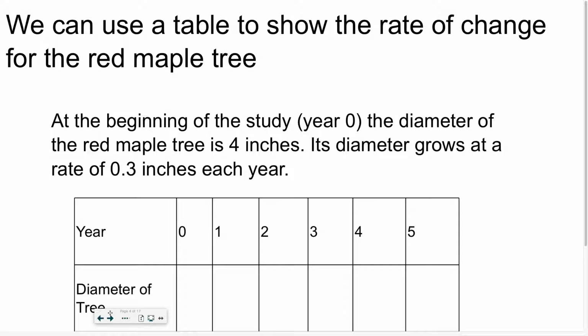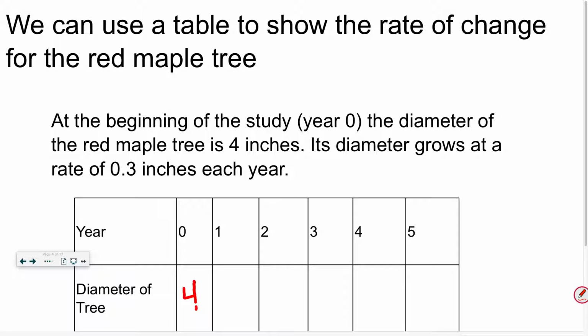Okay, so we can use a table to fill in some information. For the red maple, how do I fill in the diameter here? We have 0 years, 1 year, 2 years, 3 years, 4 years, 5 years. How do I fill this in with the values? What do we know? What can we add in? Erica. For 0 years, it's 0 inches. Is the diameter 0 inches at 0 years? It's 4. How do I know it's 4? Because that's how the maple tree started.